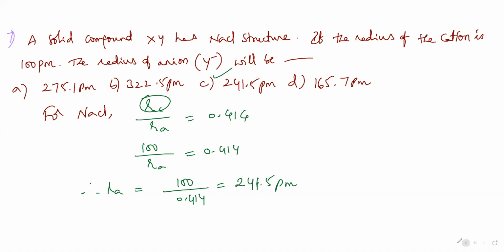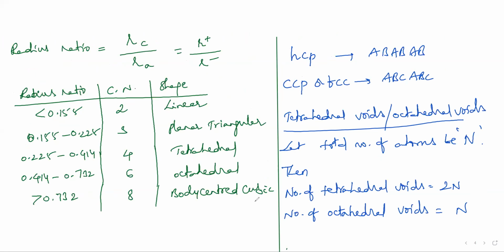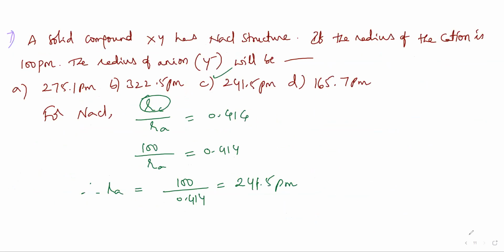Right? In the beginning we saw the radius ratio; I gave you the table. The radius ratio for NaCl is 0.414 to 0.732, and the coordination number in NaCl is 6. Generally we consider the first value, that is 0.414, and that is what we have taken there. Done. We'll move to the next question.